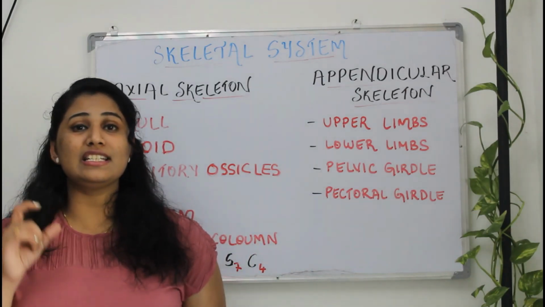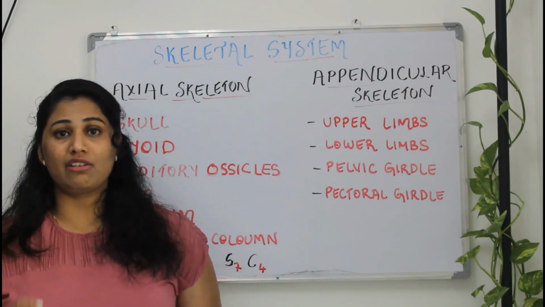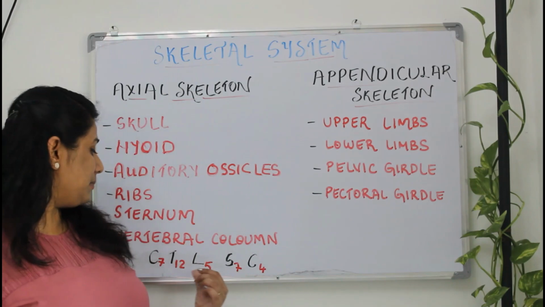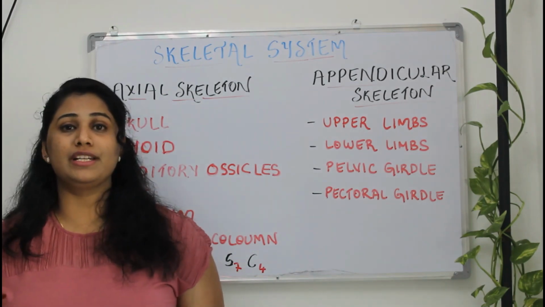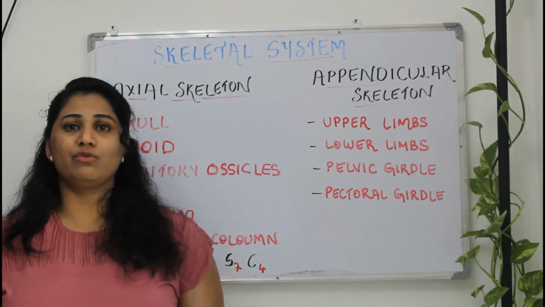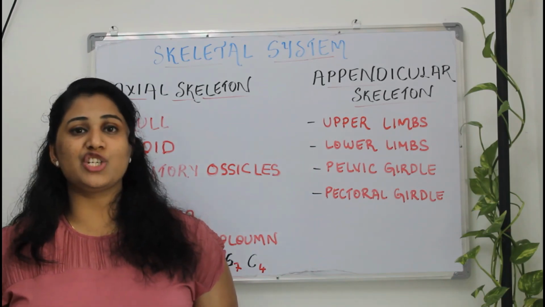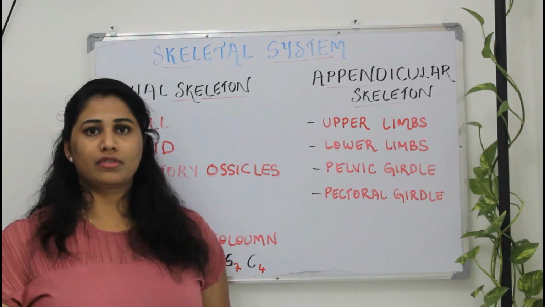That means C7 means cervical region, 7 vertebrae are there. Got it? Then comes T12. T12 means it is thoracic. What is thoracic? Below the neck, above the abdomen. In the thoracic region we have 12 vertebrae.